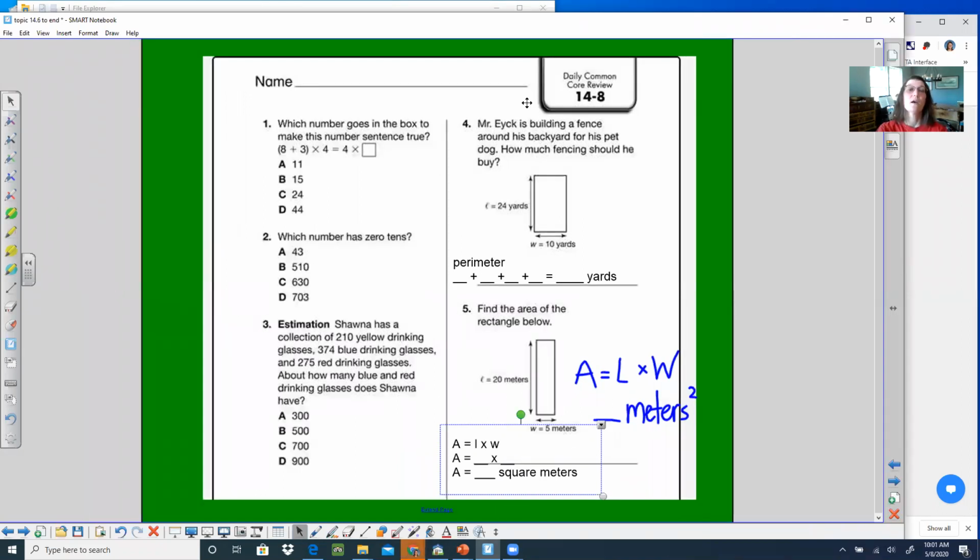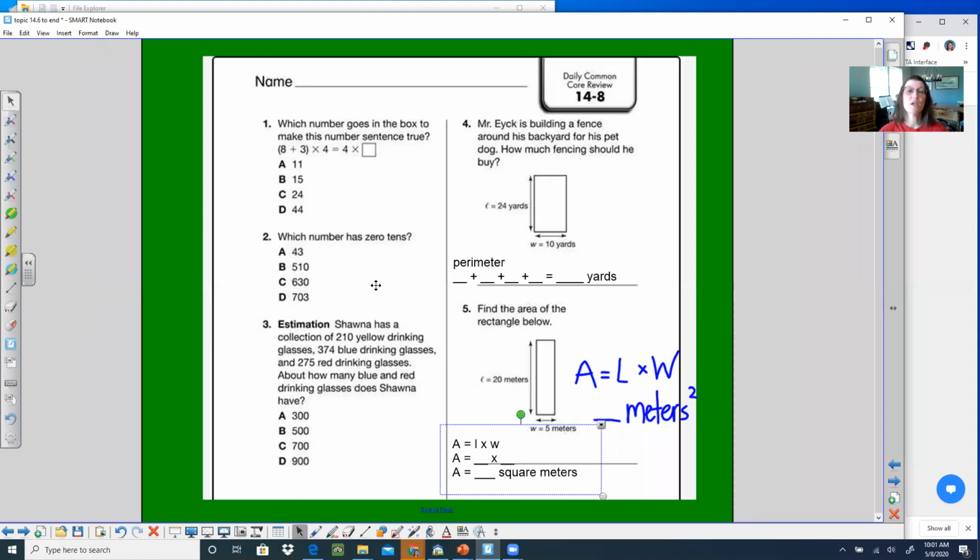Okay, which number goes in the box to make this number sentence true? I notice there's a 4 and a multiplication sign. Whatever is in the parentheses, whatever you come up with there, needs to match over here. So that's how you do that first one.